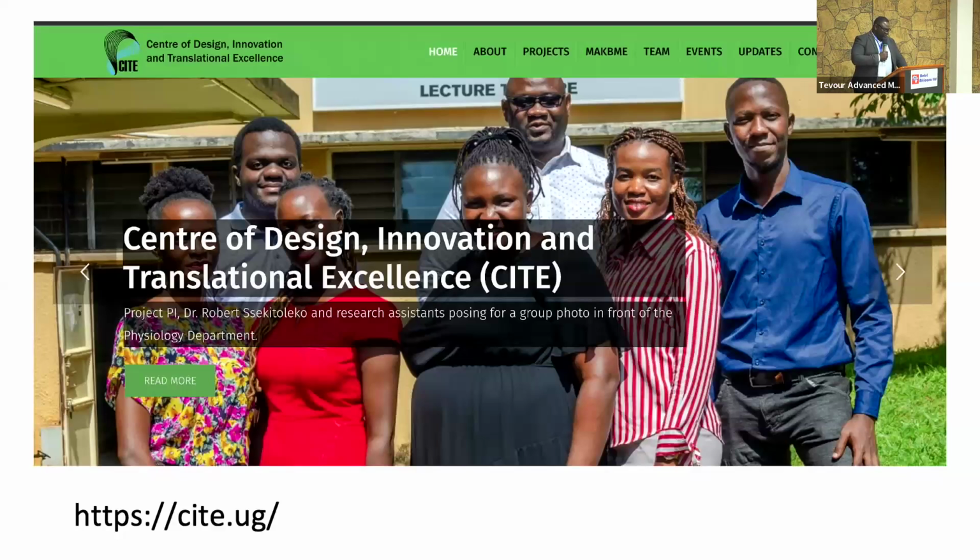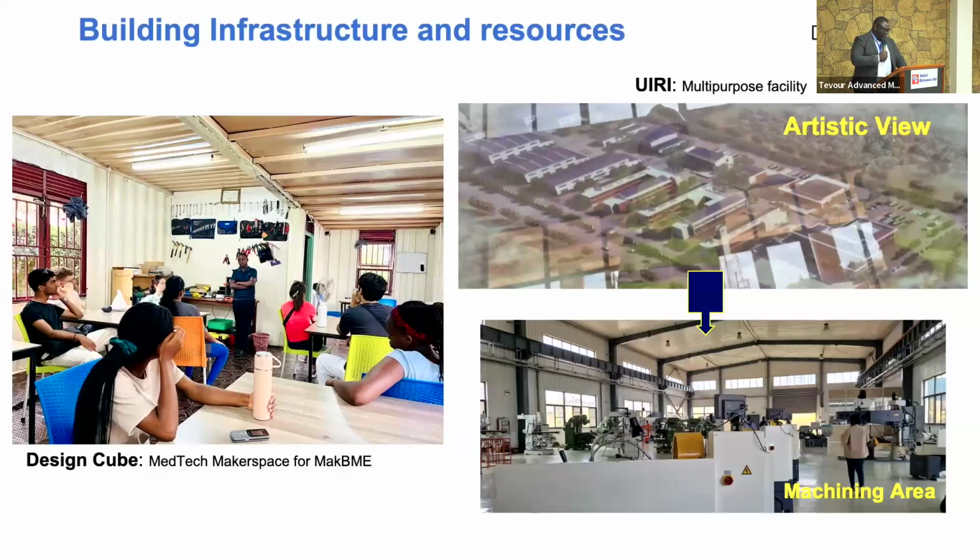Again, there are resources where infrastructure is being built. So, for example, Uganda Industrial Research Institute has been quite instrumental in helping us in fabrication of devices. We start in the Design Cube, which is hosted at Makerere in the Mulago campus behind the microbiology building. There's that container thing that we use as a workshop. It's an interesting thing because you can go there and you can try out things.